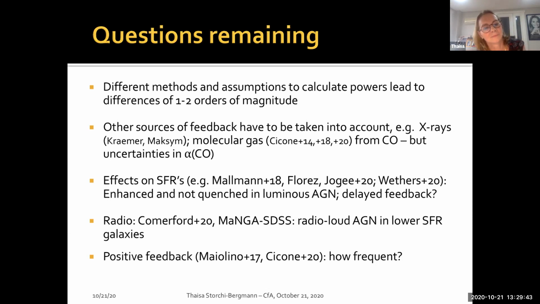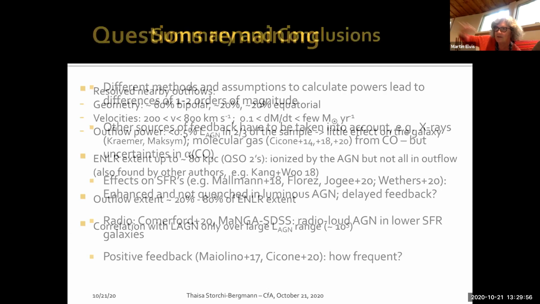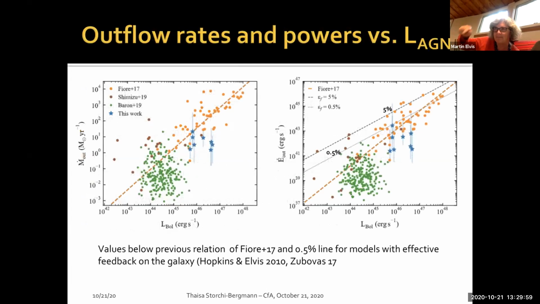Hi, Taissa. Sorry if I jump in. No. There was this plot where you showed different samples and your data, and there was a correlation of the lines of outflow. Yeah. And the orange stuff is from Fabrizio Fiore, right? Yes. Now, those are systematically higher than your points. So do you think that that sample is biased, and what could it be?